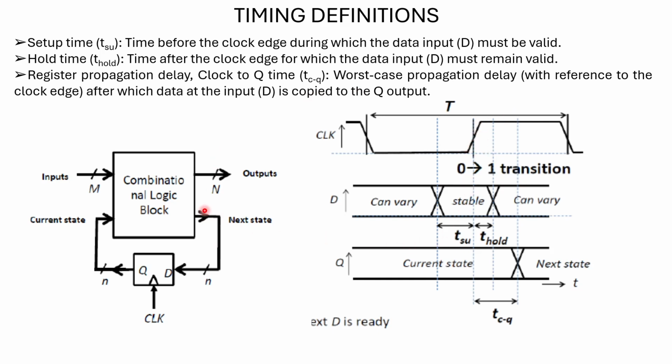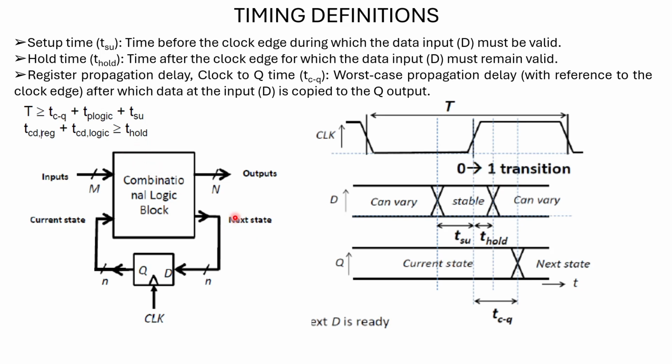So that means the contamination delay of this block plus this block should be greater than the hold time. So these are the two constraints that I have here. Time period should be greater than clock to Q delay plus TP logic plus TP setup time, and TCD register of this plus TCD logic should be greater or equal to hold.